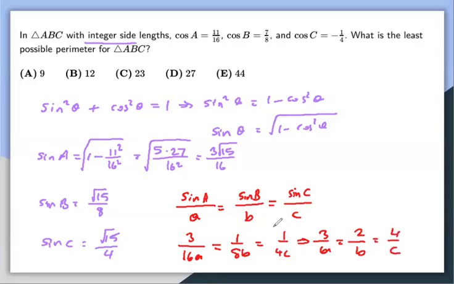Okay, since we are trying to find the smallest value of the perimeter, we can just say a is 3, b is 2, and c is 4. So if you add them, you get the smallest perimeter to be 9. So this is one way we can get what we want.